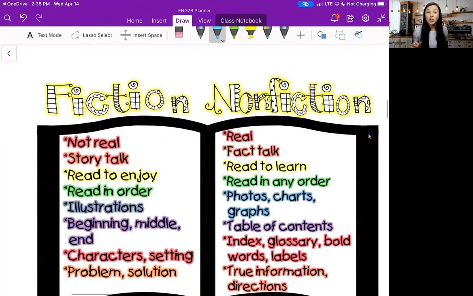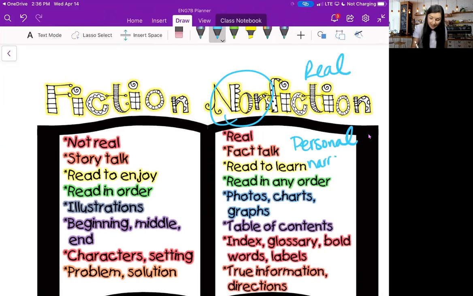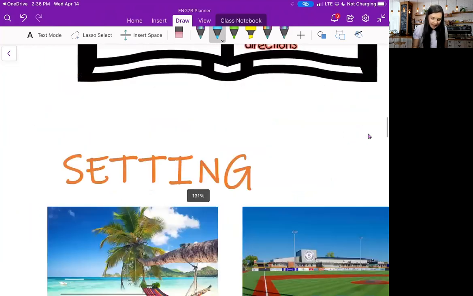Now, it could be fiction or nonfiction. Now, we know fiction is not real, it's made up. Okay, it might have some real things in it, but the event is not real. The characters may not be real. They have different names and so on and so forth. Nonfiction, however, is real, I mean, non-fake. Okay, so that means it's real. Now it might mean that this is a personal narrative, so you're describing an event that actually happened. Okay, so let's keep going.